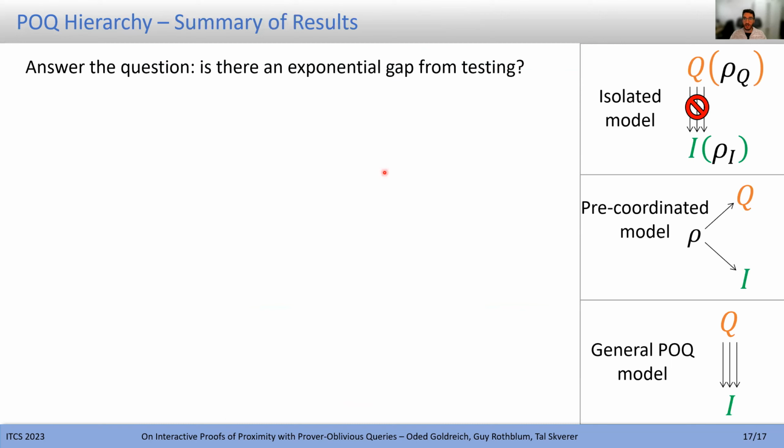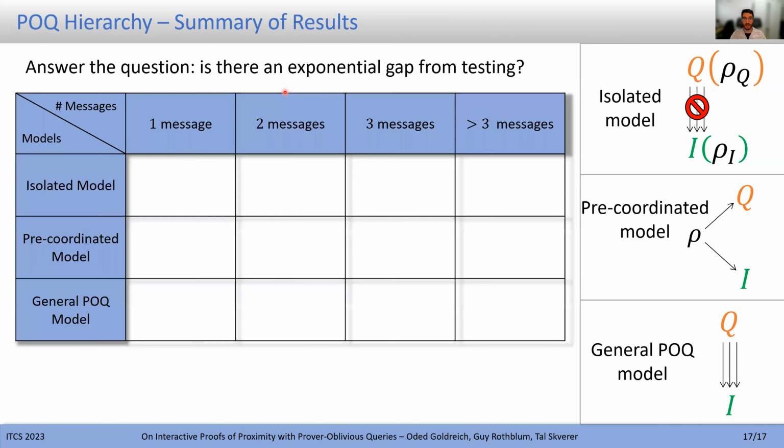To finish up this talk, let's recall our 3 models here on the right side and try to answer the question for all these models: is there an exponential gap from testing? I'm going to present the answer to the question in this table. In the rows, we'll have our 3 models, and in our columns, we have the different number of messages that we allow I and P to communicate.